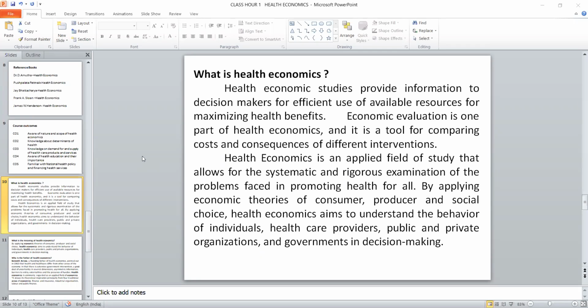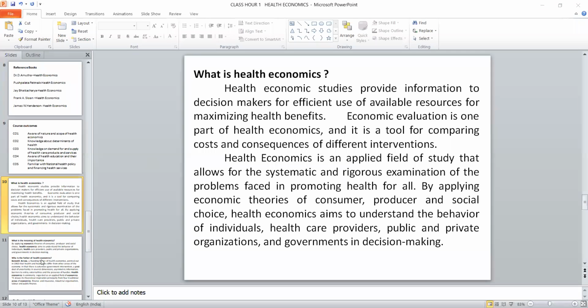But one thing you should keep in mind, health economics is an applied field of study that allows for a systematic and rigorous examination of the problems faced by a senior person, a middle-aged person, or a child. On the whole, we are collectively called consumers. And we have to make the consumer and producer meet. For that, we need some health centers. So what is the relation between the patient, the service provider, and the place of service? We are studying this in health economics.